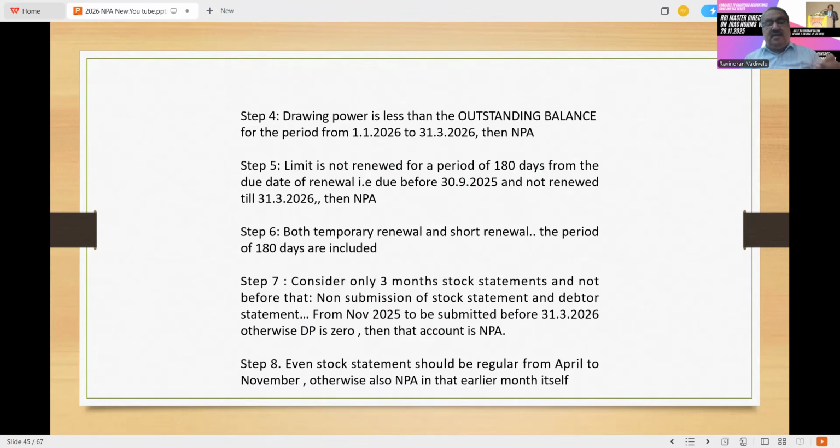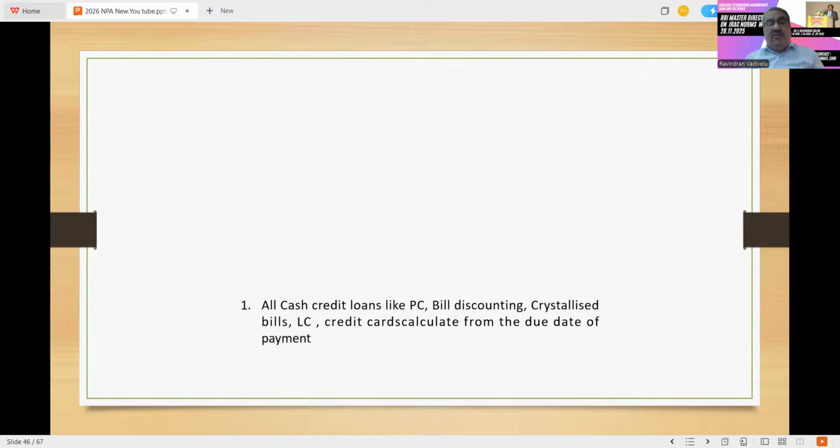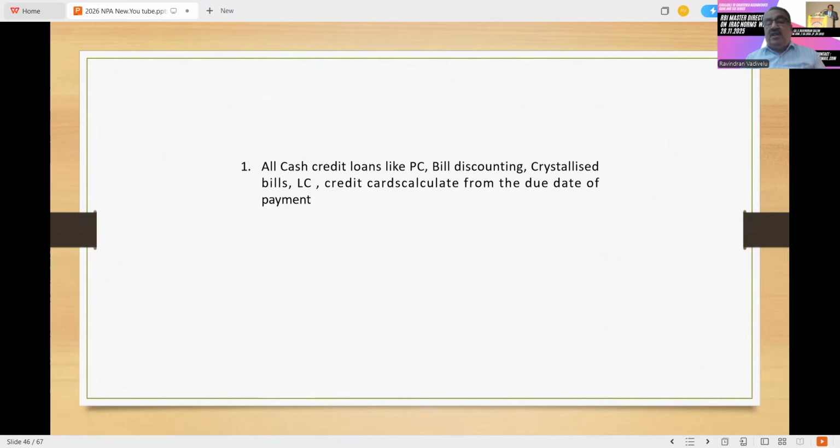And steps 6, 7 and 8 are almost part of the earlier presentation. So here I want to go for the next thing. All the cash credit loans like packing credit loan, bill discounting, crystallized bills, LC, credit card, calculate from the due date of the payment, because the banks have made the payment, from the due date they have to calculate.